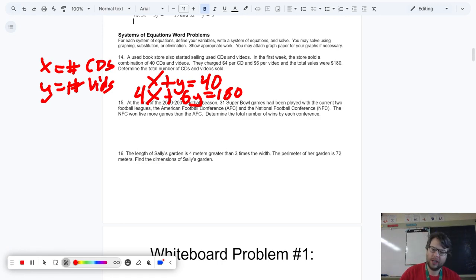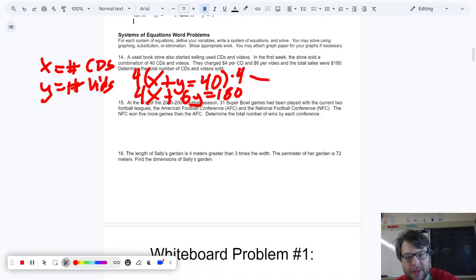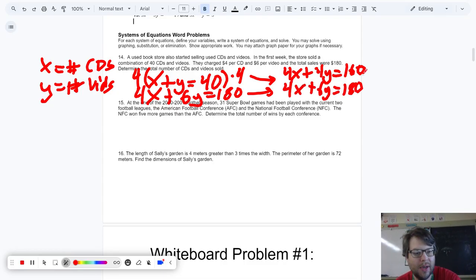You could use either elimination or substitution to handle this problem, whatever one you want to do. I'm going to use elimination because we've done that a little bit less in class. I'm going to take this top equation and multiply it by 4. The reason I'm going to multiply it by 4 is because that'll match up the number of X's. So I'm going to rewrite both my equations over here, multiplying the top equation by 4, keeping the bottom equation exactly as it was, and then subtracting those two equations from each other.